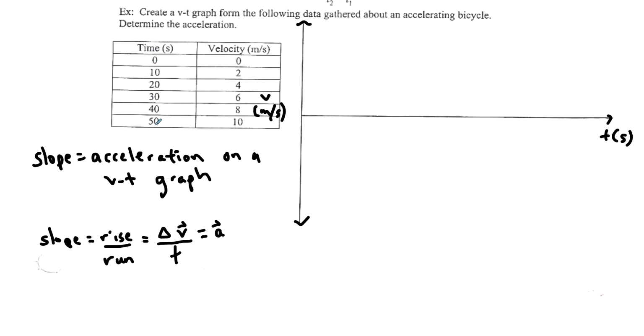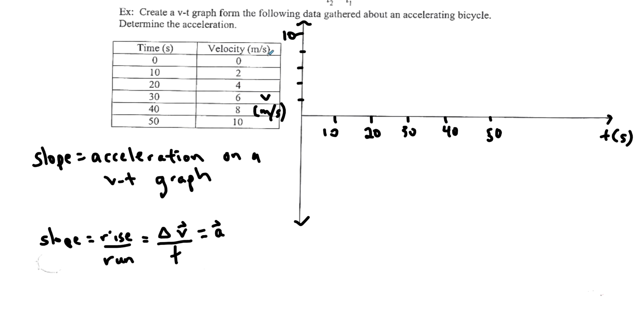So my time needs to go up to 50 seconds. So I'm going to go up by 10-second increments here. So 10, 20, 30, 40, 50. And I need to go up to 10, and just to keep these all go up by 2, so I'm just going to do the same. 2, 4, 6, 8, 10.